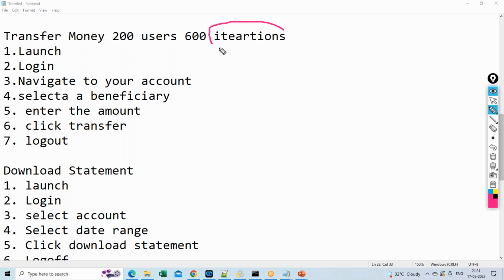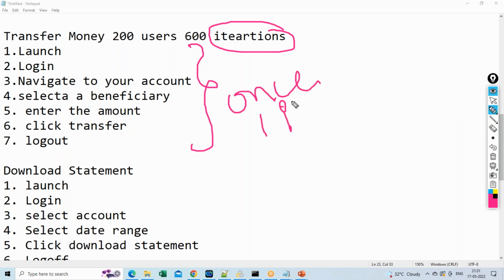So what do you mean by iteration? When a user executes all these steps once, that becomes one iteration. So the requirement will be something like 200 users should complete 600 iterations overall. Or you can say 6,000 iterations overall, whatever it is, depending on the requirement. So 200 users together should complete 6,000 iterations in 1 hour. That will be the actual requirement.